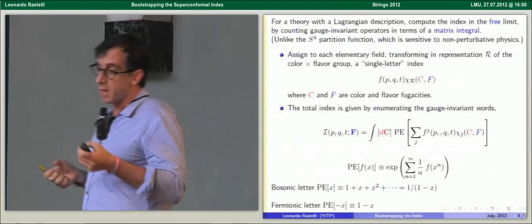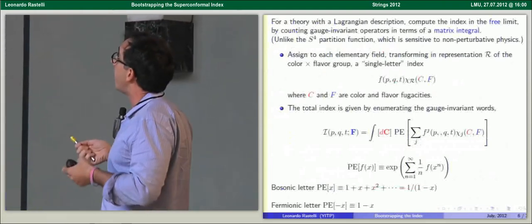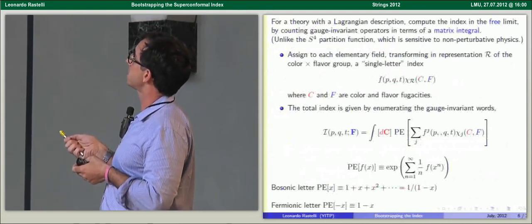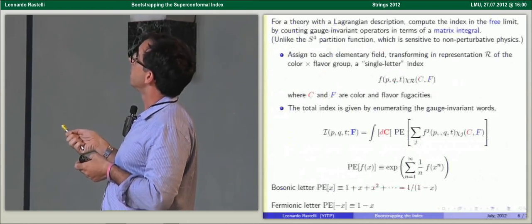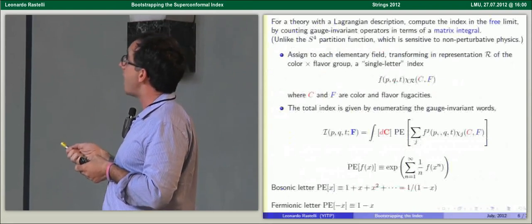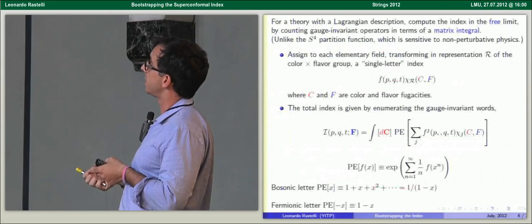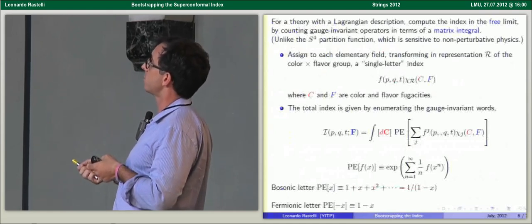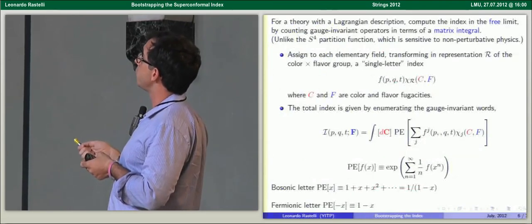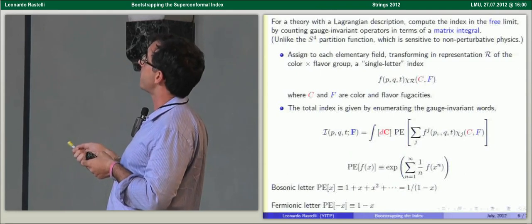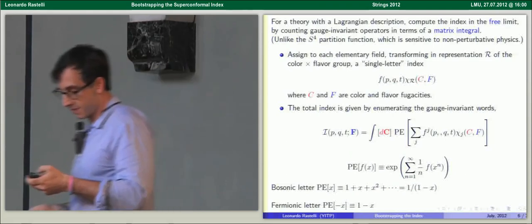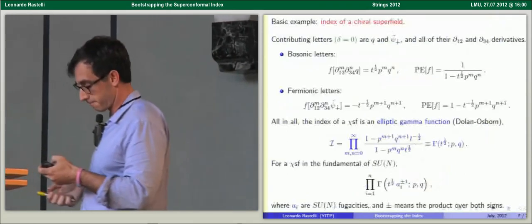So what you do, you enumerate the elementary fields of the theory, phi, psi, F mu nu, and calculate the index of each of these objects, and also assign them fugacities under the color and flavor group. And then you count. If an object is bosonic, it can appear in arbitrarily many powers, so you resum a geometric series. If an object is fermionic, it only appears once. And then you project onto gauge singlets by integrating over the gauge group. So at the end of the day, the index is given in very closed form by a matrix integral.